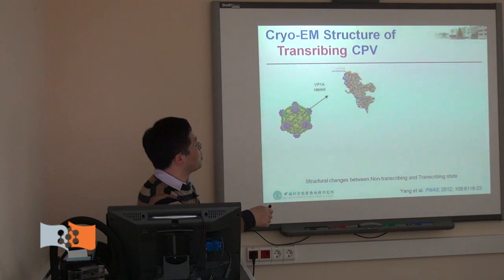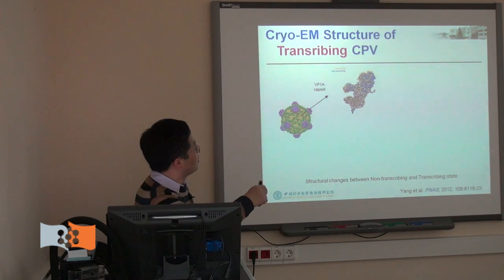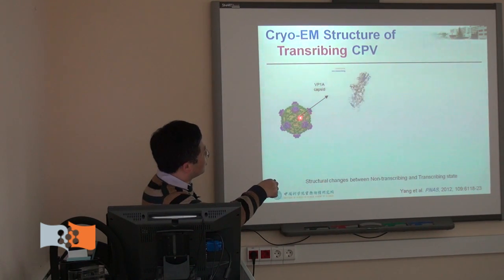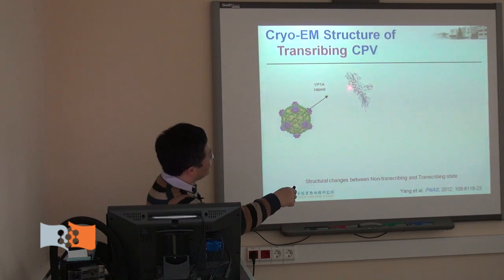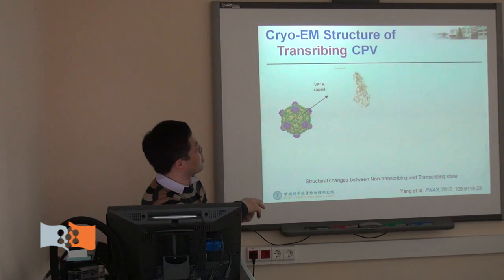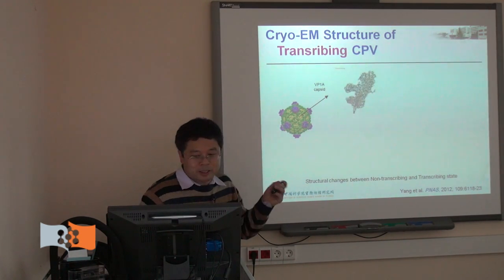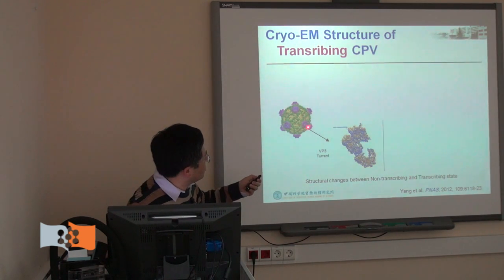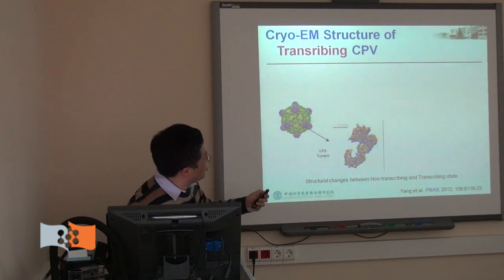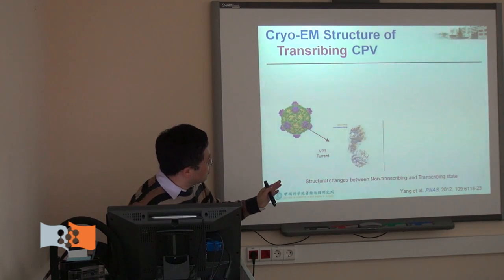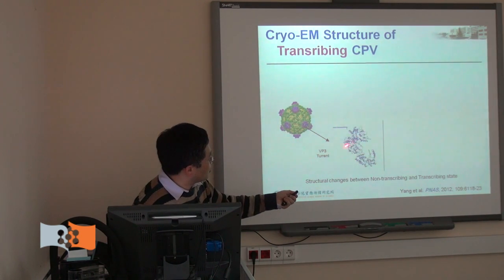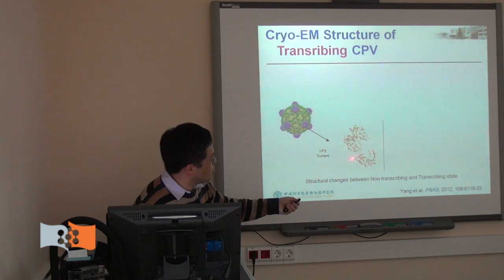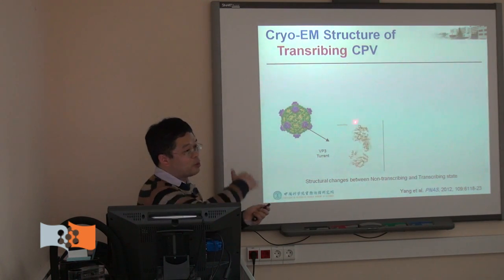We have the atomic model, so we can compare them together. This protein is VP1, the backbone protein. You can see the non-transcribing one shifts a little bit in the transcribing state. Here is another protein, the VP2 protein, in the pentamer base. It is almost the same and identical here, but there is a little difference here. This is a hinge region, and the whole area moves a little bit.